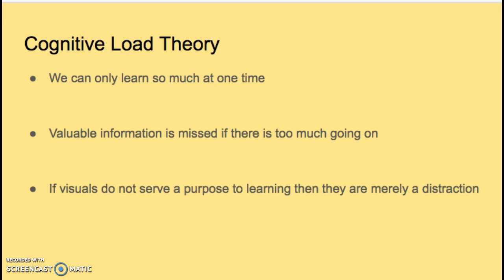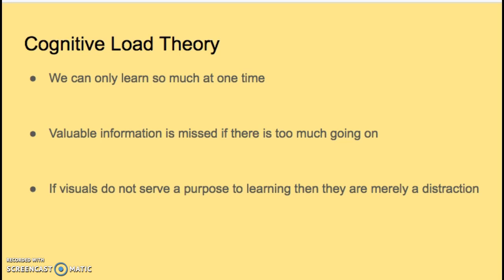So to sum up what I learned from the article very briefly on cognitive load theory, we can only learn so much at one time. In order for us to process things into our working memory, we need to be able to focus our attention on one thing in order to process it and rehearse it. So a lot of the times our valuable information's missed merely because there's just so much going on. Our attention is all over the place. We're not able to focus on what we truly need to learn.